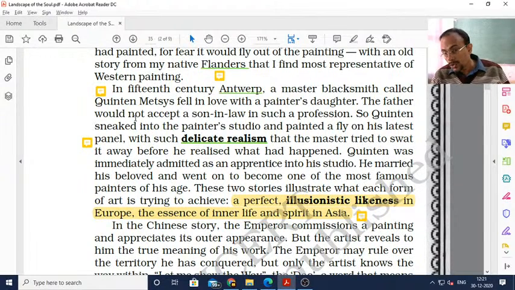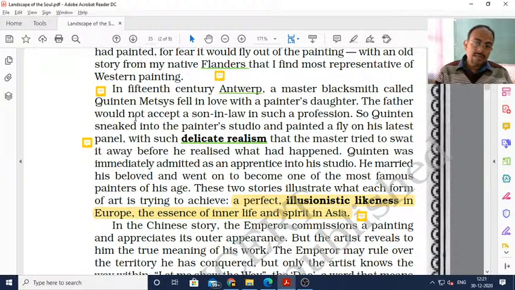They are a painting also. But there is a difference. A European painter or European viewer views the painting from how it appears to be, from the outer point of view. Whereas in China, the essence of inner life and spirit is found in the painting.